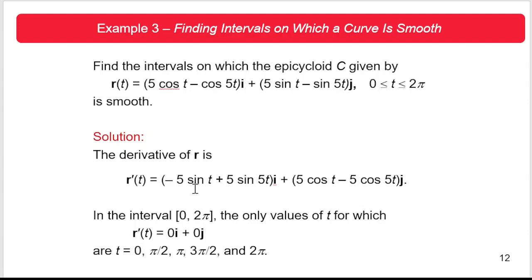So by substitution, if t is 0, you have sine 0 is 0, and 5 times 0 is 0, and sine 0 is 0. So this is 0i. Plus, in this case, if t is 0, cosine 0 is 1, so you have 5 minus cosine of 5 times 0, this is 0, and cosine 0 is 1 times 5. So you have negative 5. But 5 plus negative 5 is 0, so you have 0j.